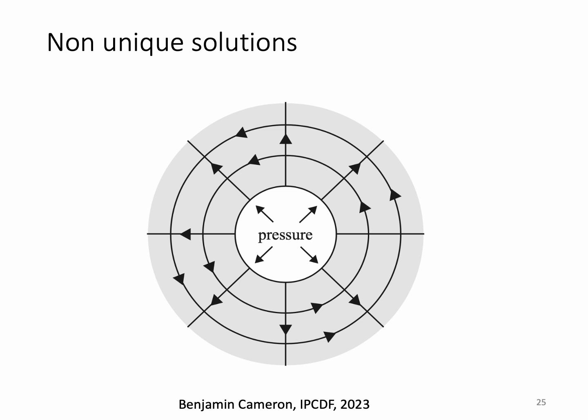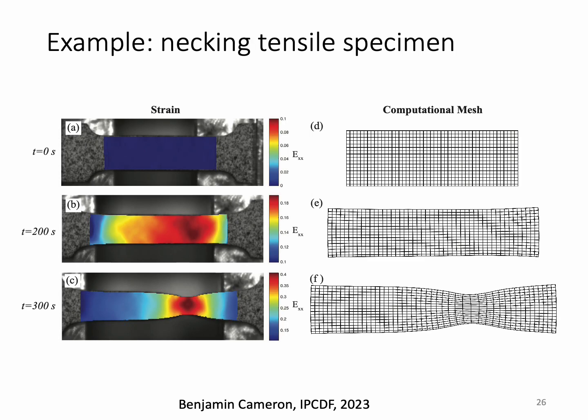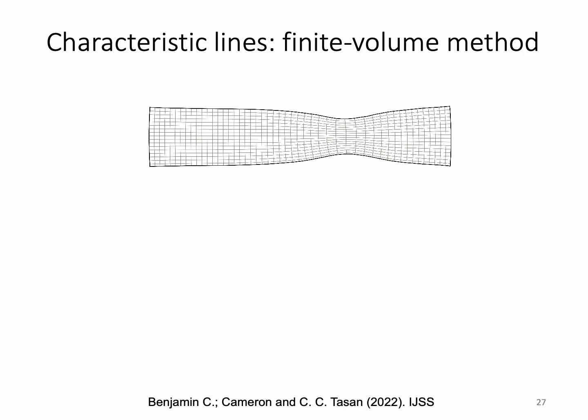However, for a large number of cases, this doesn't occur, and the equations are of practical importance. So this is just an experimental example. We got the strain field at 300 time steps for a necking tensile specimen. This just shows the strain field and the computational mesh. And we solved it using a finite volume method that was developed in a recent paper cited below.